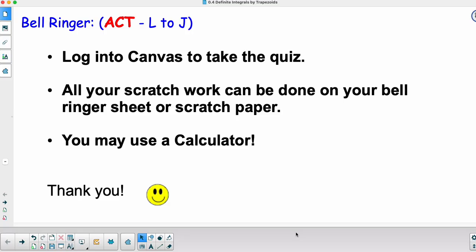I need us to pay attention, help each other, and work hard. Here's where we're going to start, though, if you don't mind.